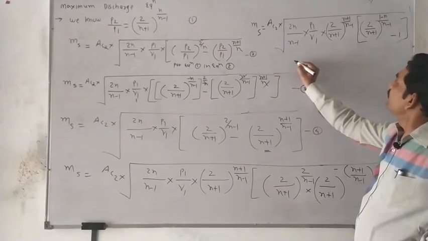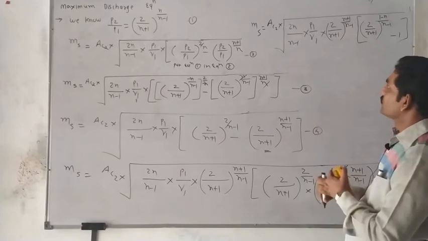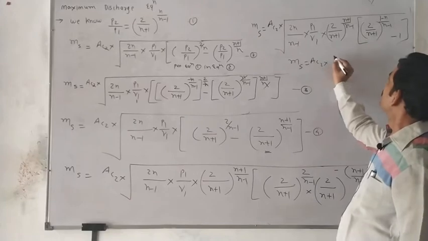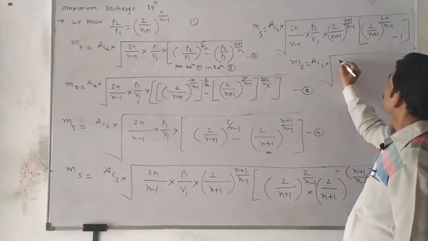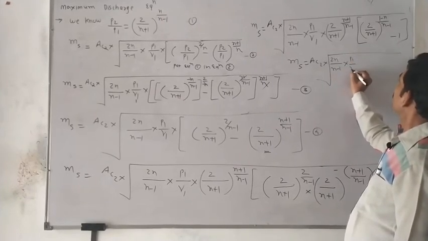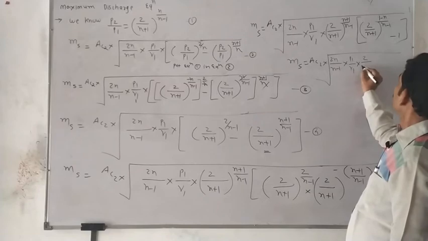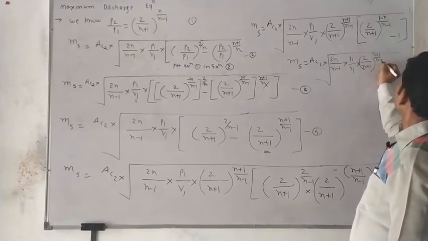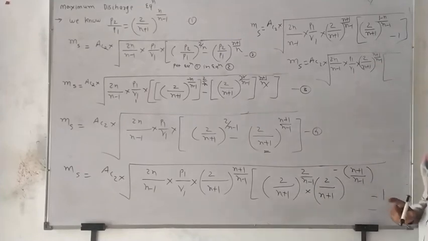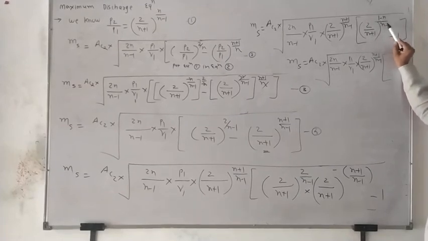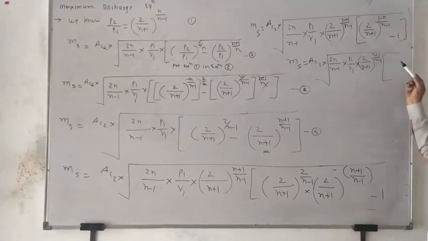Adjustment. See here. So m_s is A_c2 under root twice n minus 1 P1 V1 into [2 upon n plus 1] to the power n plus 1 upon n minus 1 bracket. You see here, very precautionary. 1 minus n minus 1. So I am taking the common here, minus. So minus sign is common.